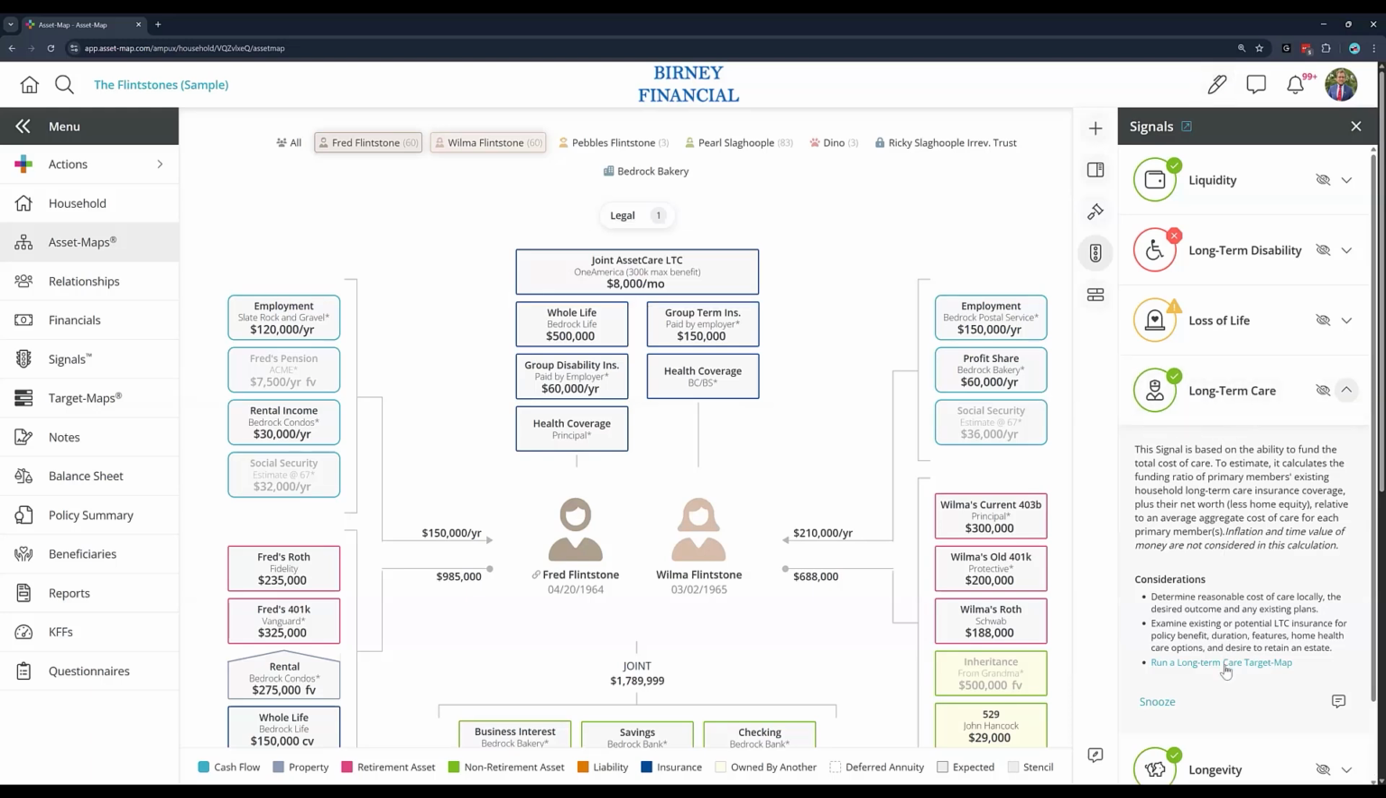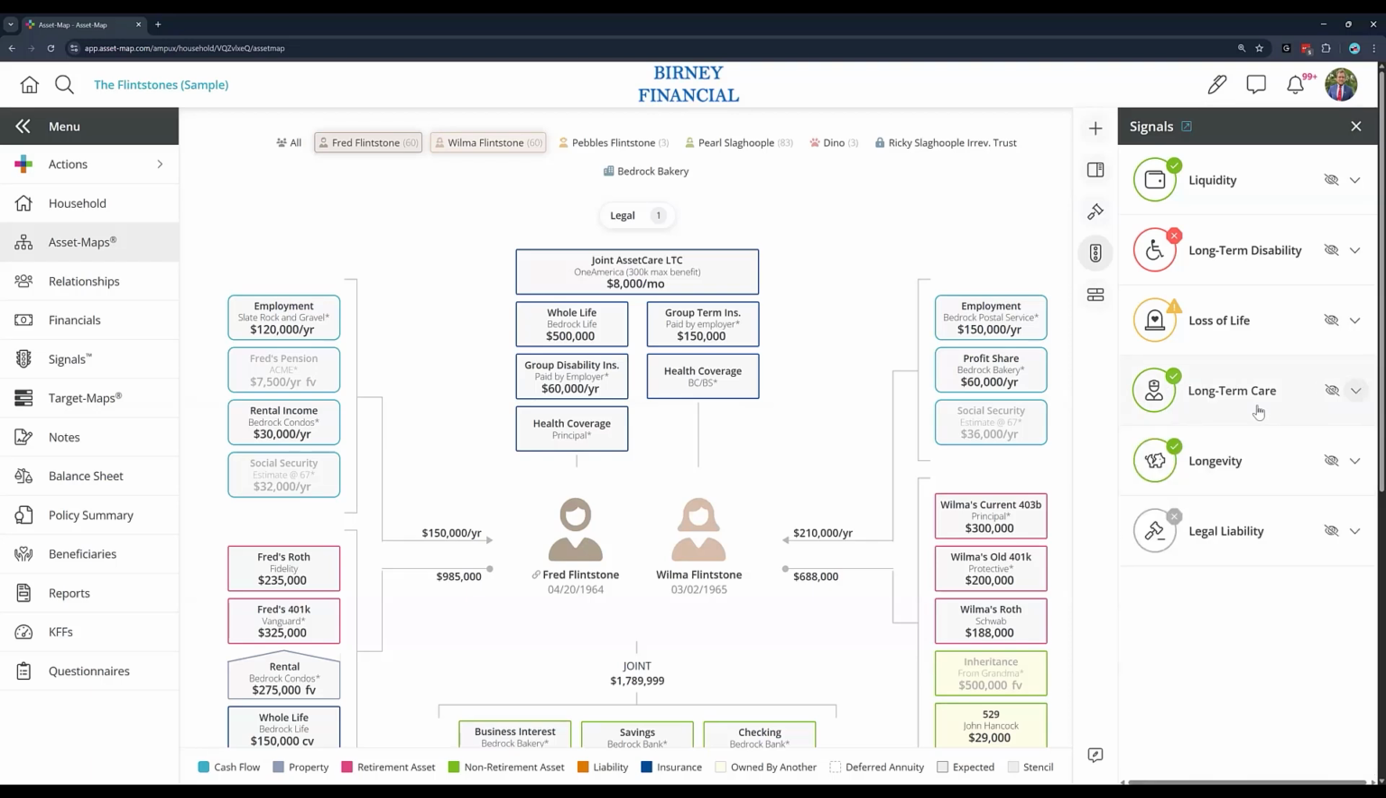We could still run the target map and see the deeper analysis. Where exactly are we? Are we looking 100% or are we 80%? What can we do to make ourselves more comfortable here? Because that signal is green, we probably don't have to dive too in depth on that because we have higher priorities.